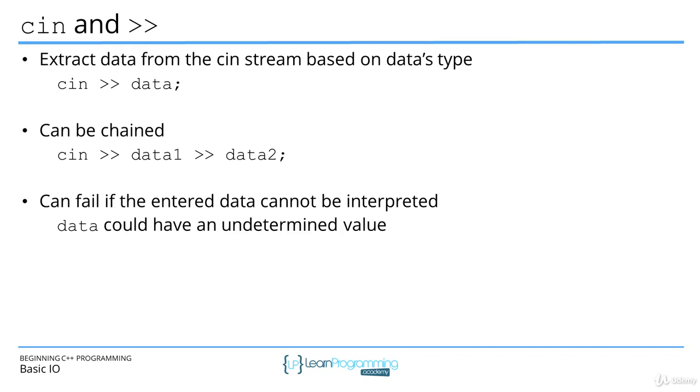It's possible that the extraction operator could fail. For example, suppose you want to read an integer and the user enters my name Frank. In this case, the operation fails and the data will have an undetermined value. Cin extraction is very easy and useful. However, we'll later learn about other methods we can use with cin that give us more control over the data that's being input.